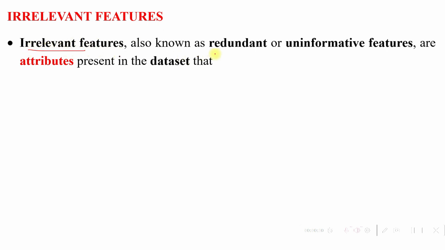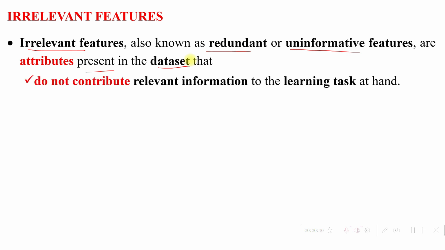Irrelevant features are also known as redundant or uninformative features or attributes present in the dataset that do not contribute relevant information to the learning task at hand. That means unnecessary, redundant, or uninformative features are present in our dataset, which makes it very difficult to train our model.